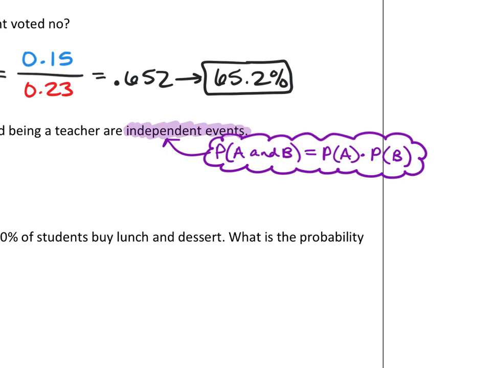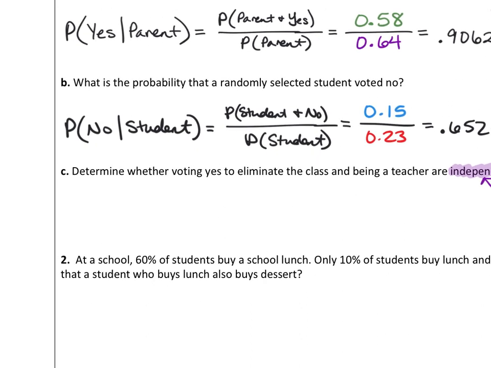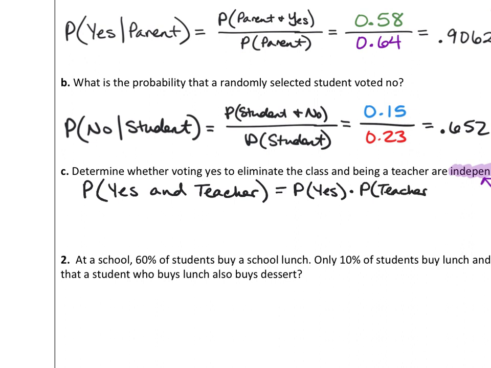so we have our independent events formula. Let's go ahead and write it in terms of not A and B, but in terms of what we want to know about. We are trying to see if the probability of voting yes and being a teacher, which will come right out of our table, is exactly equal to the probability of voting yes times the probability of being a teacher. Those are all different values, but they're values I can find directly out of my table.